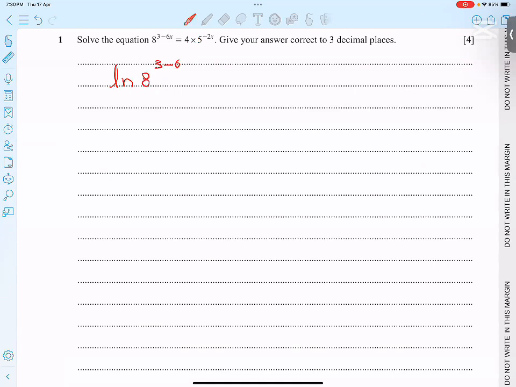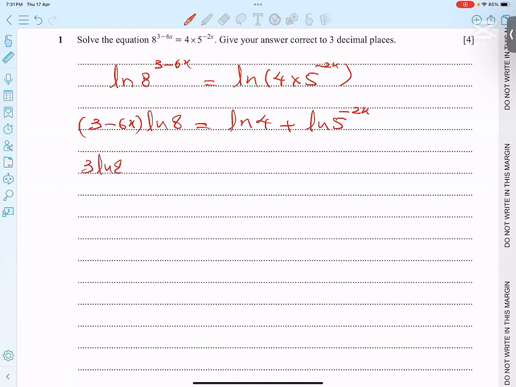So 3 minus 6x. Log of 4 times 2, 5 to the power negative 2x, and this power will come down. But write it in brackets. Please be careful. And here I will put a plus in the middle of the logs, because we multiply. So this log of 8 multiplies with both values, so 3 log of 8 is compulsory.